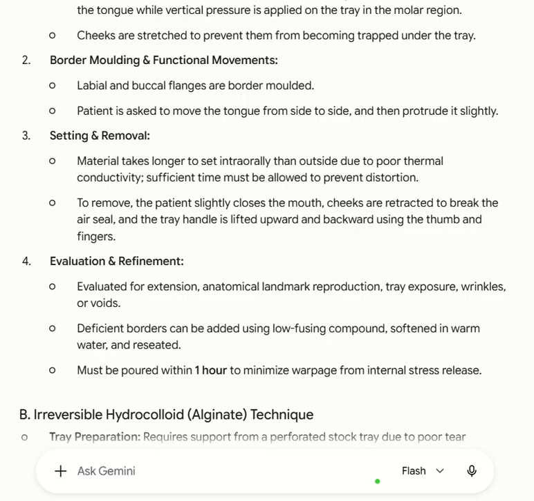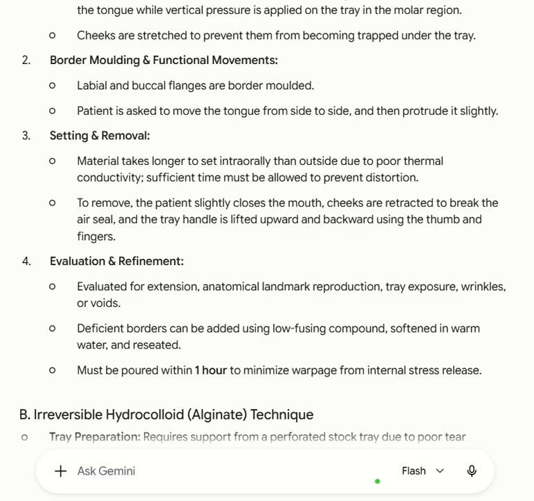Evaluation and refinement. Evaluated for extension, anatomical landmark reproduction, tray exposure, wrinkles, or voids. Deficient borders can be added using low fusing compound, softened in warm water, and reseated. Must be poured within 1 hour to minimize warpage from internal stress release.